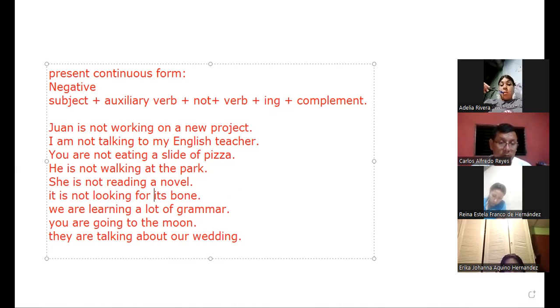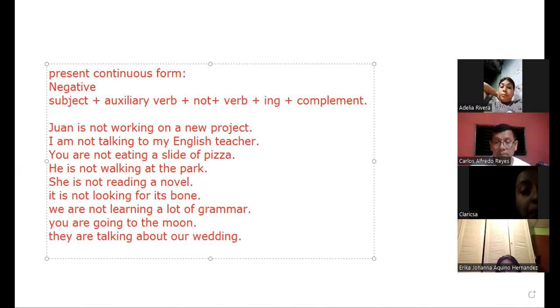So it says el perro, ¿verdad? Okay, very good. Next one, let's see. No sé si Reina ya está lista. Okay, Reina, next one. We are not learning a lot of grammar. Yeah, we are not learning a lot of grammar. A lot of grammar. Very good. Thank you.